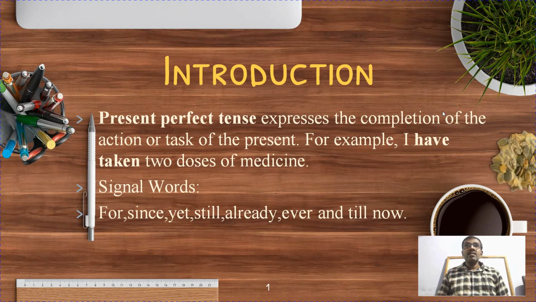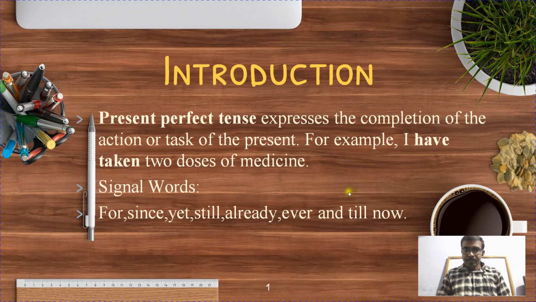Recently completed actions. I have just completed my homework. I have just arrived at the airport. The train has just left the railway station just a minute ago. So like that, the recently completed things can be expressed with the help of present perfect tense. That's what is given: it expresses the completion of the action or task of the present.